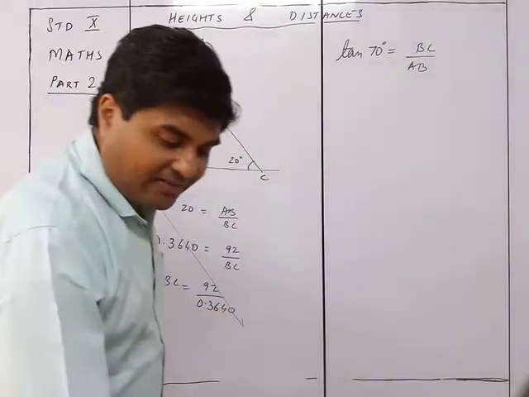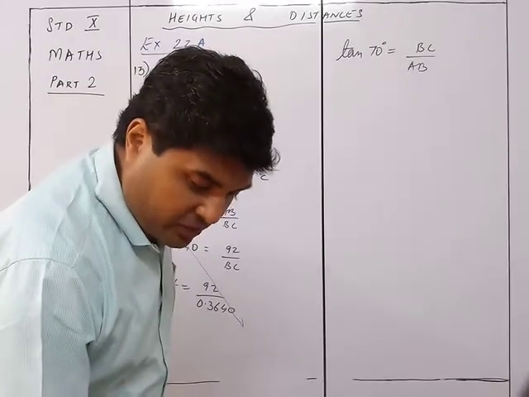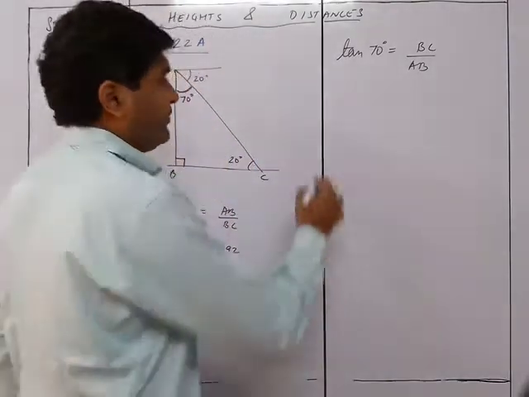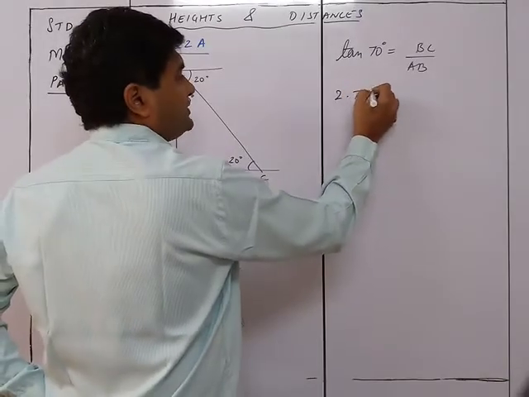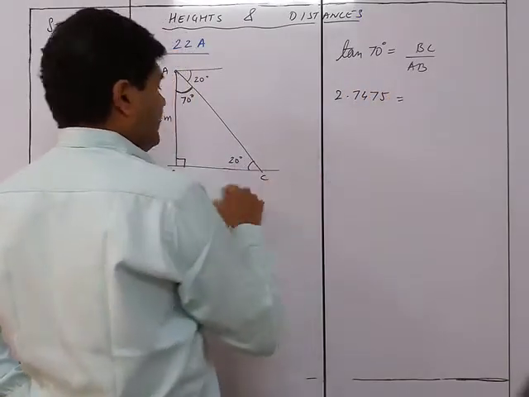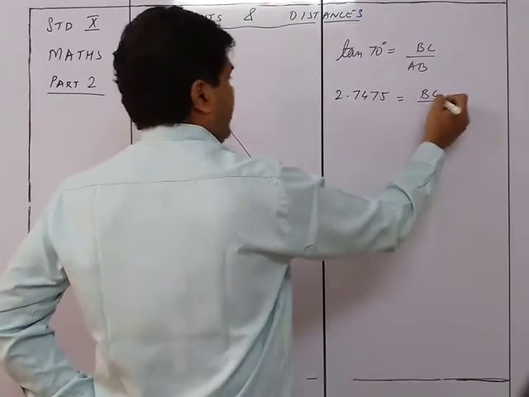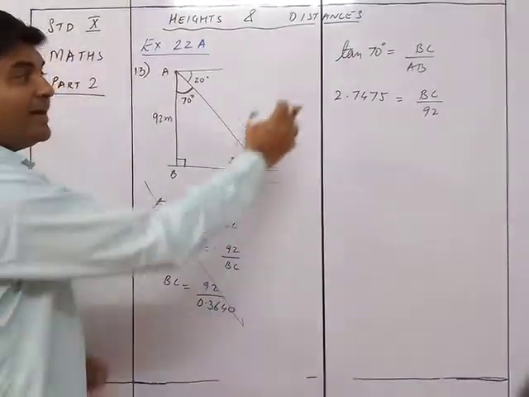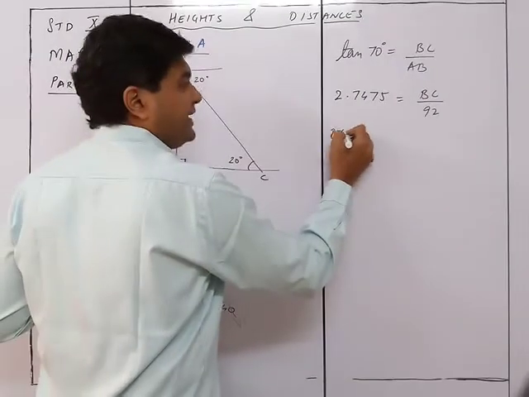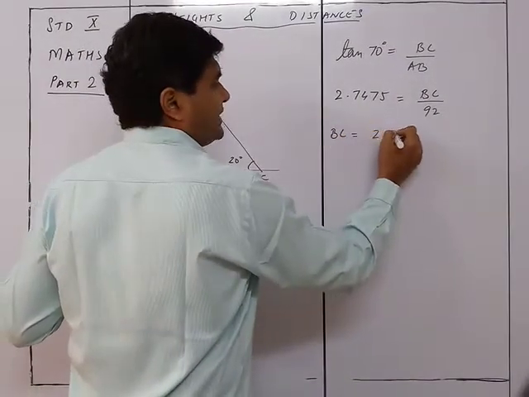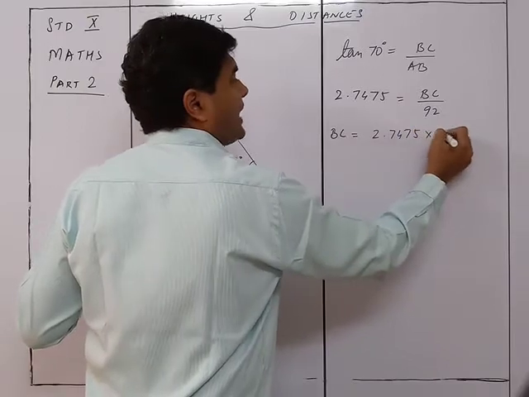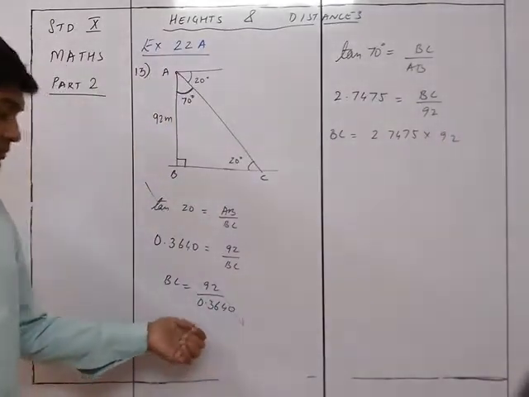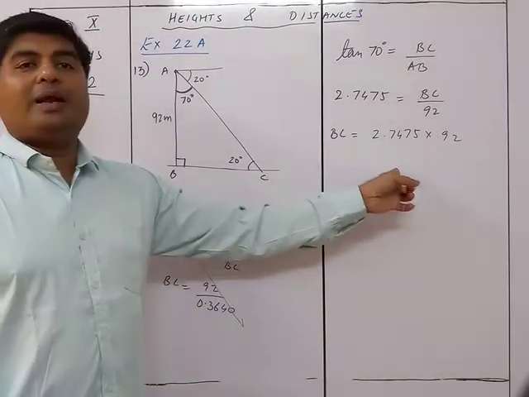And tan 70 का value मुझे मिलेगा, tan 70 value is 2.7475. 2.7475 is equal to BC, which is what I need to find out, and AB is 92. So now what has happened? BC will be equal to 2.7475 into 92. So I am converting the division into multiplication.